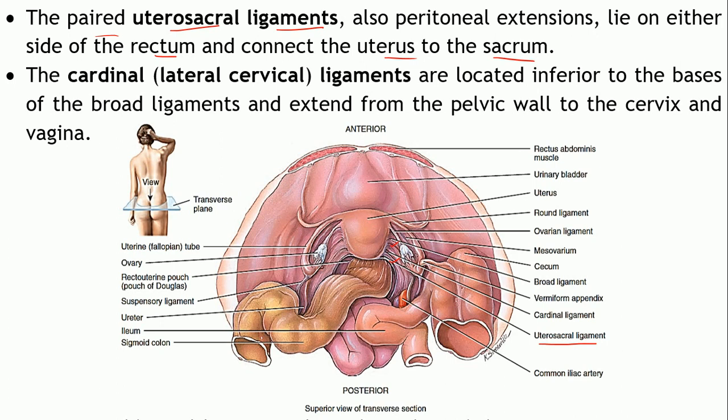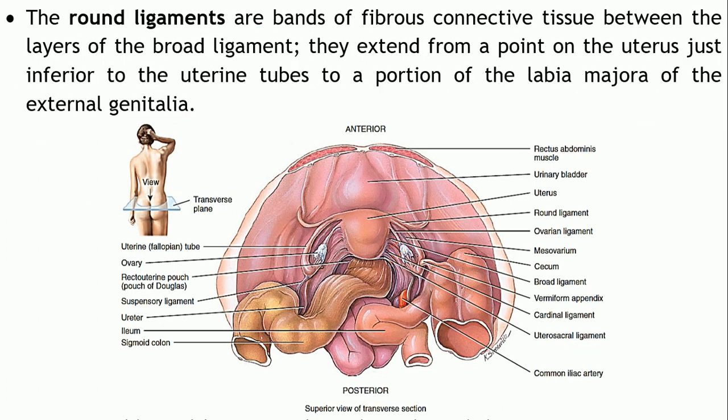Next are the cardinal ligaments, or lateral cervical ligaments. These are located inferior to the bases of the broad ligaments. Broad ligaments are located laterally on either side of the uterus, so just inferior to that are the cardinal ligaments. They extend from the pelvic wall to the cervix and the vagina, that is, to the lower parts of the uterus as well as the vagina.